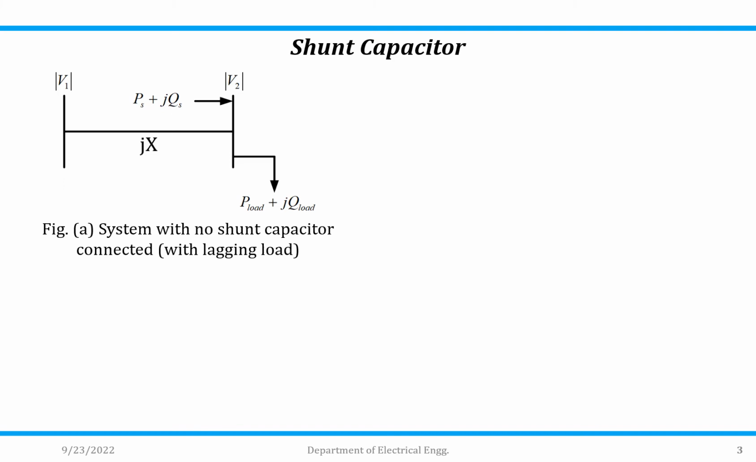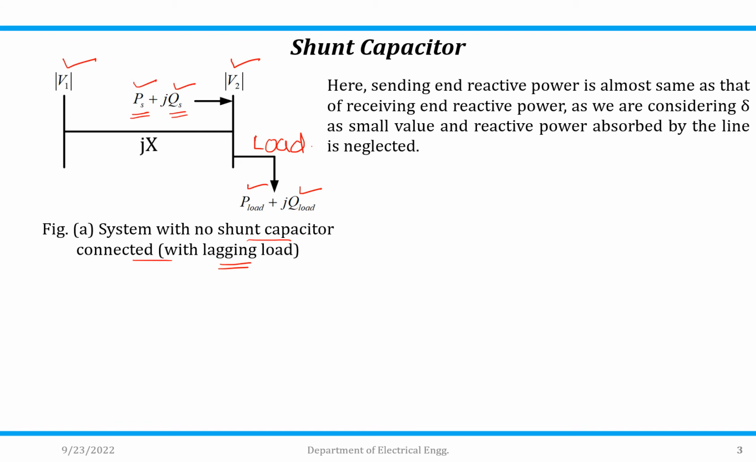This is a system with no shunt capacitor connected, and the load which is connected here has a lagging power factor. V1 is the sending end voltage, V2 is the receiving end voltage, PS and QS are the active and reactive power components of the source, and P load and Q load are the active and reactive components of the power of the load. Now here, if you observe, the sending end reactive power is the same as the receiving end reactive power, because here we are considering that the delta value is very small and the reactive power absorbed by the line is neglected.